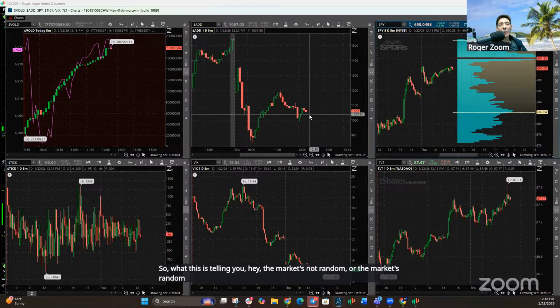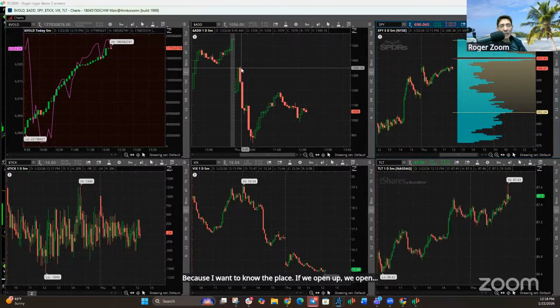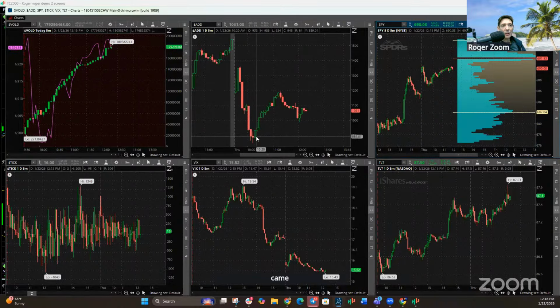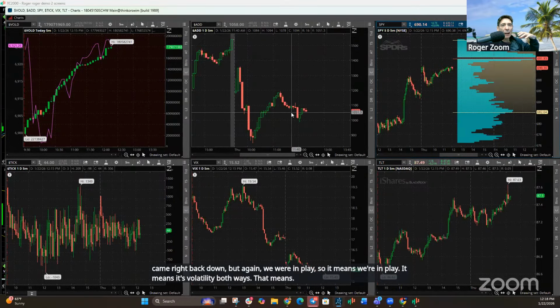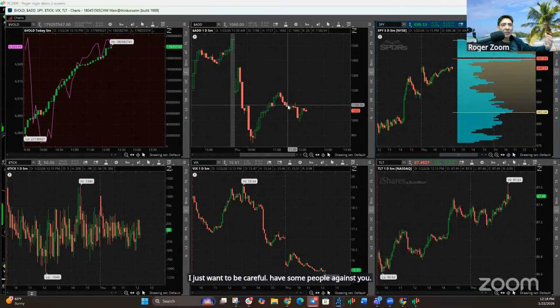And when the market opens, this is the first thing I look at because I want to know if we're in play today or not. If we opened up today at 1349, we were in play. We were really bullish and we were in play. And by the way, what happened right after we opened? Came right back down. But again, we were in play. It means it's volatility both ways. That means keep your stops, be a little more vigilant, be careful. You can really have something go against you. You guys understand, be aware.